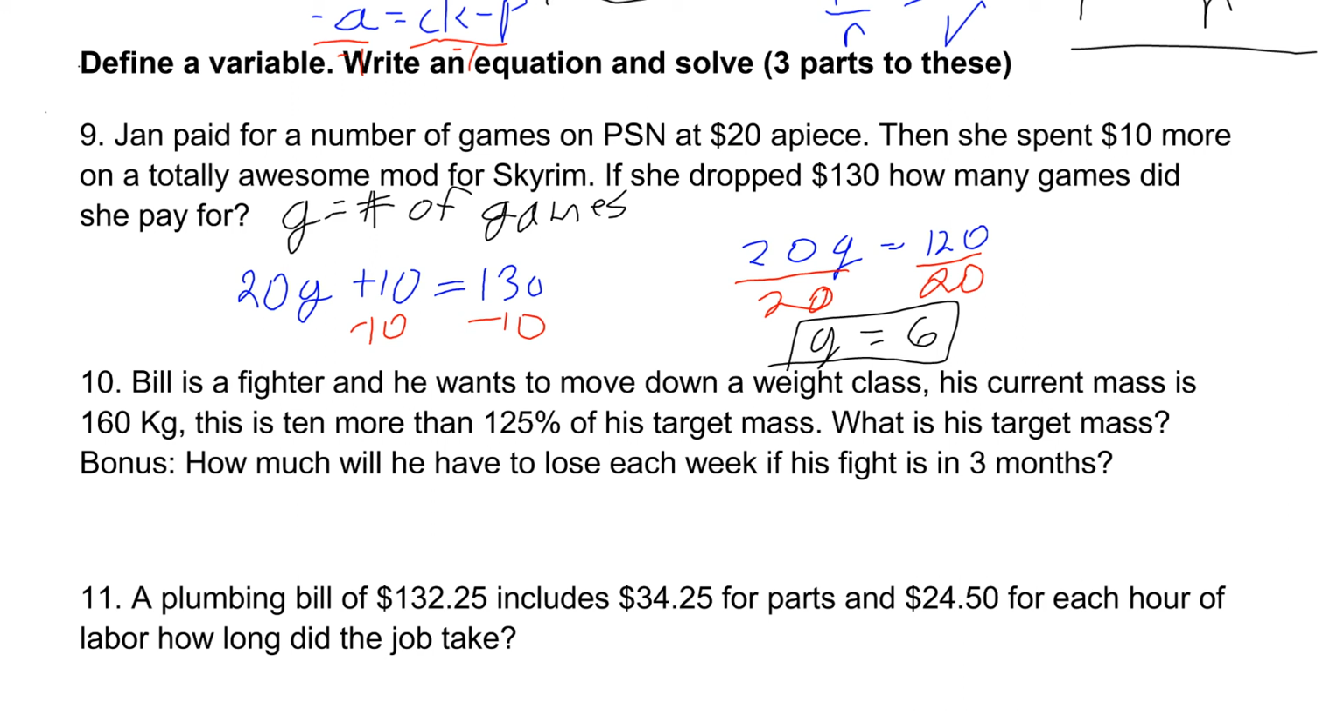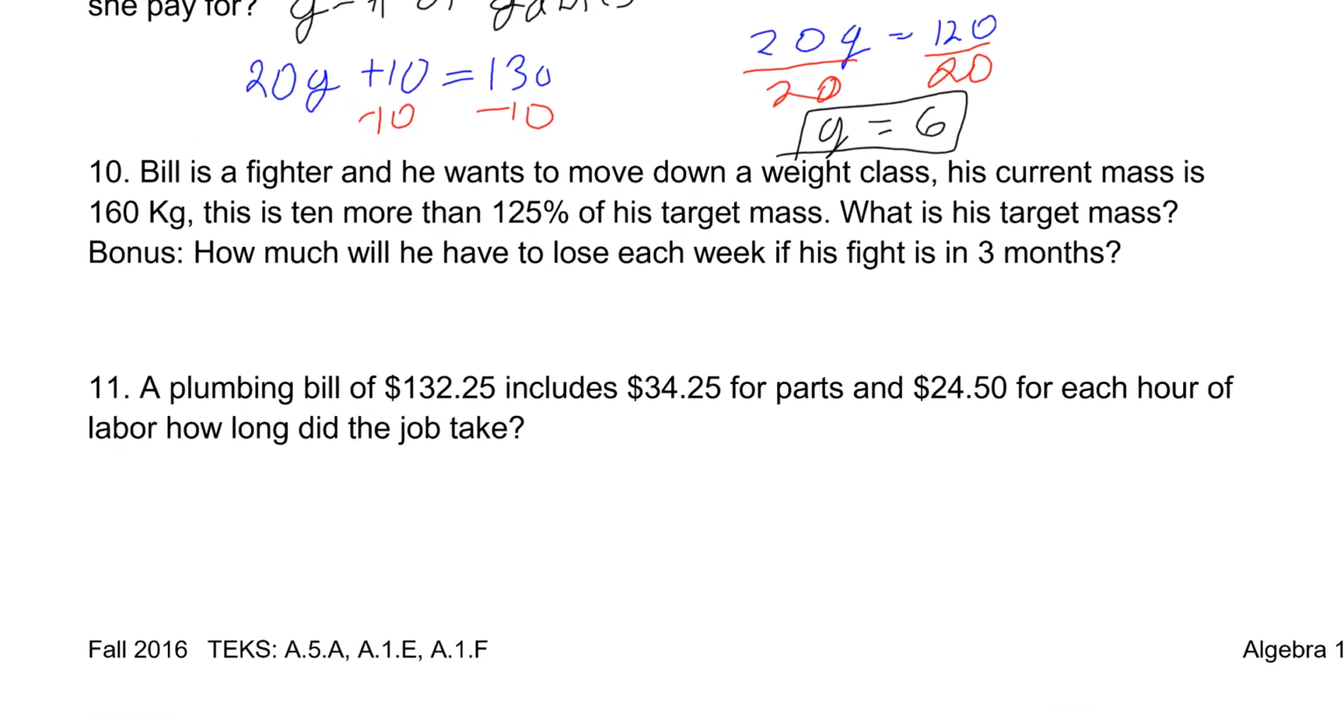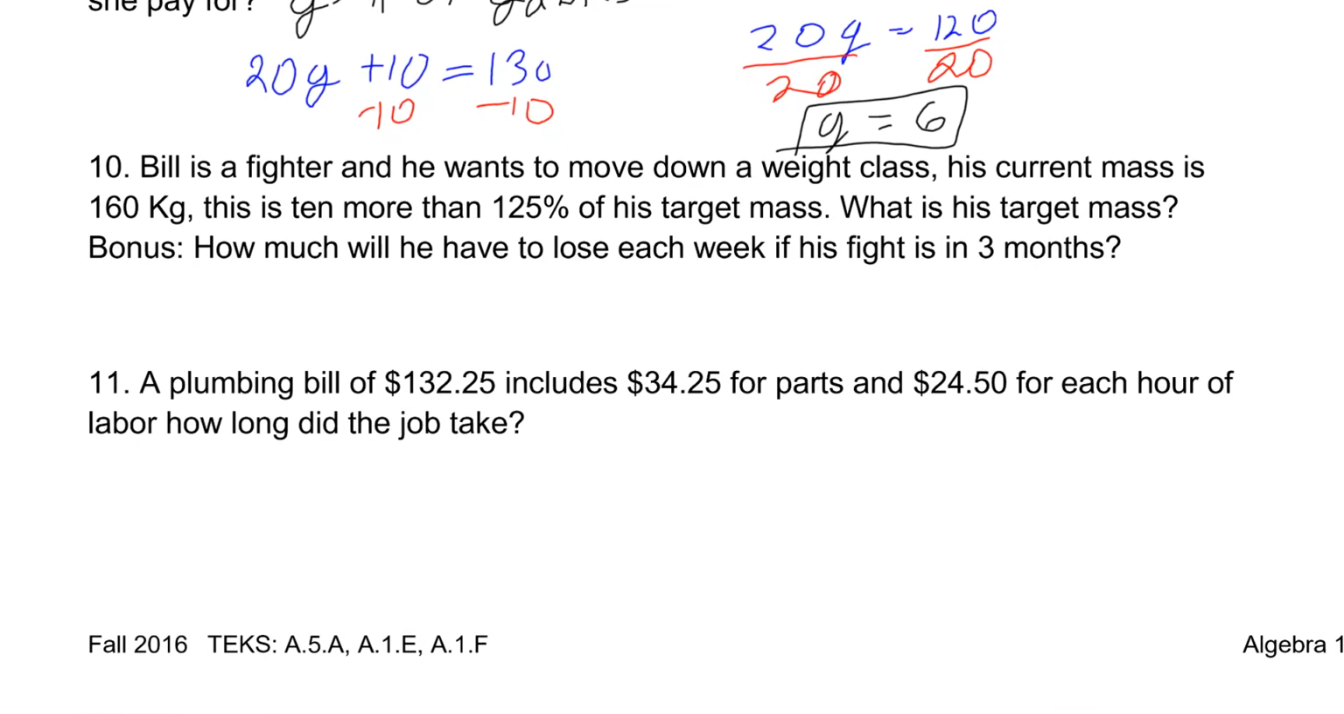Alright, so next we got Bill. And Bill's a fighter. He wants to move down a weight class. His current mass is 160 kilograms. This is 10 more than 125% of his target mass. What is his target mass? How much will he have to lose each week if his fight is in 3 months? So Bill's a fighter. He wants to move down a weight class. His current mass is 160 kilograms. That's probably some pretty important information.